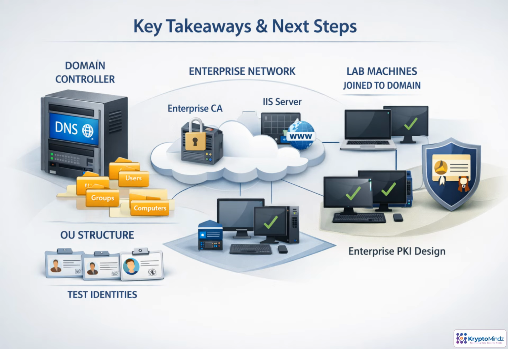You've now built the core: a healthy domain controller, working DNS, a structured OU model, and realistic users, groups, and computers. Your CA, IIS server, and clients are domain joined and ready. Next, we'll design the enterprise PKI itself, its hierarchy, naming, placement, and operational approach.